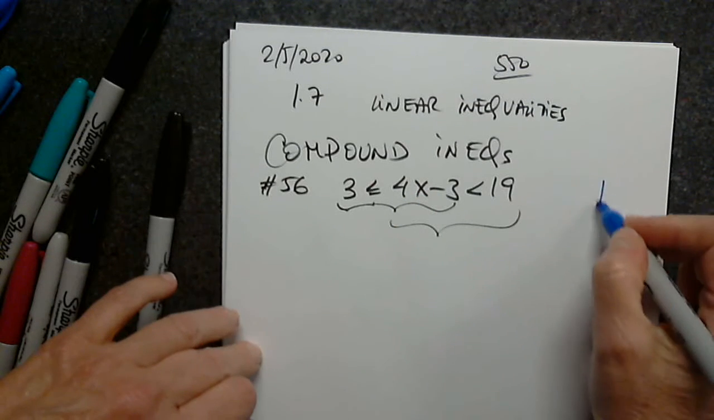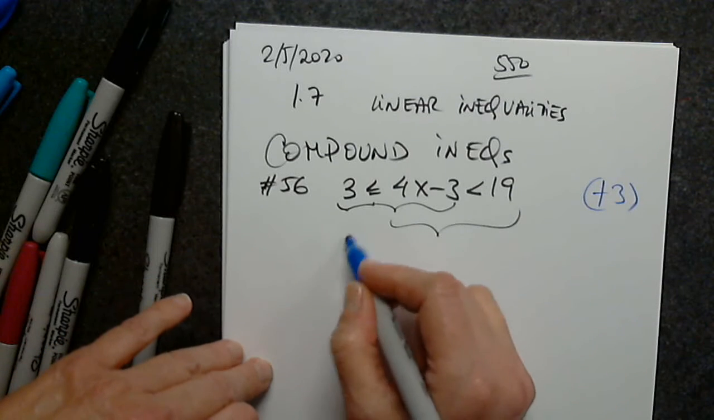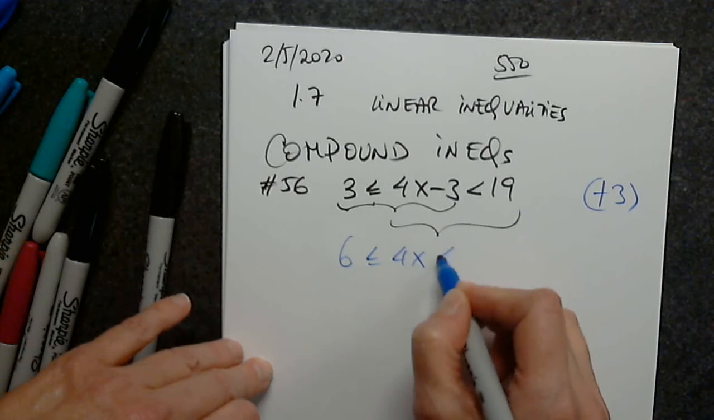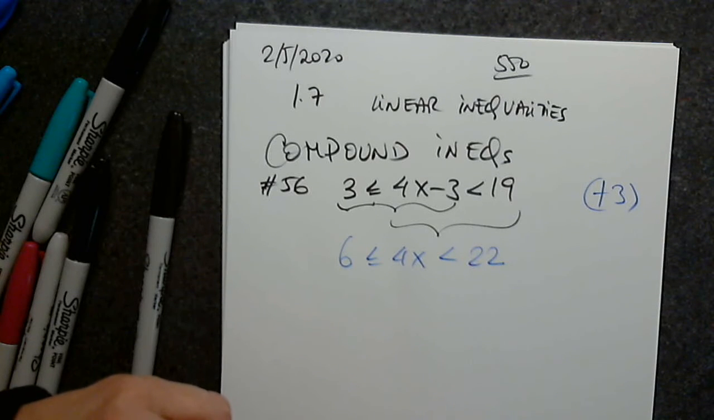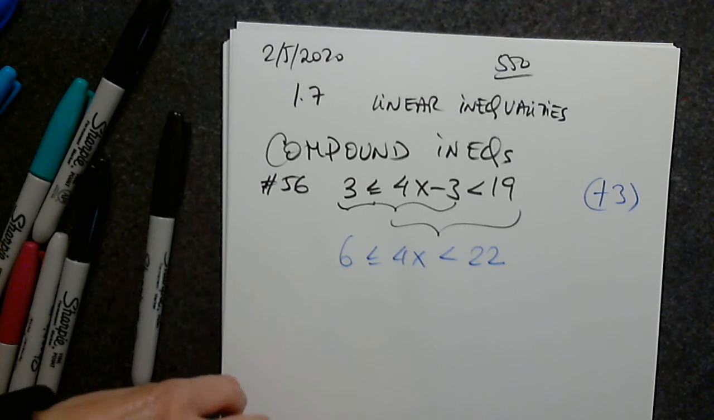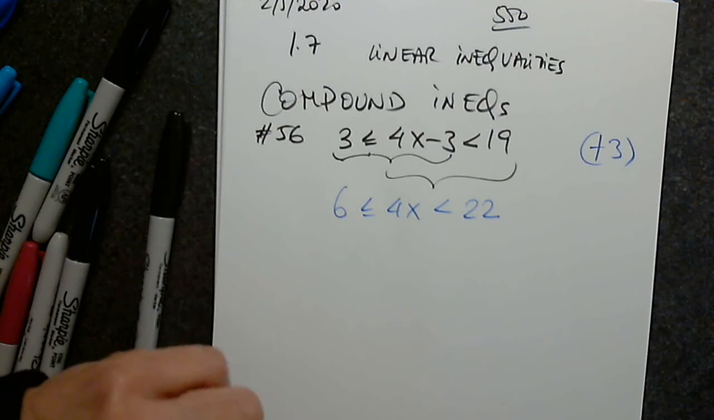In other words, I have to add 3 to all 3 sides. Excellent. So then 6 less than or equal to 4x less than or equal to 22. Perfect. We have to remove the negative 3 by adding 3 to all 3 sides. Any questions here? Is this okay? Okay, perfect. Then what do I have to get rid of next in order to get x by itself in the middle?